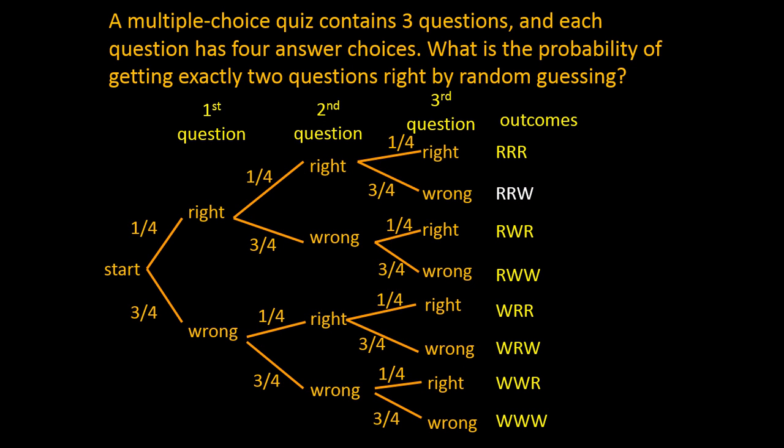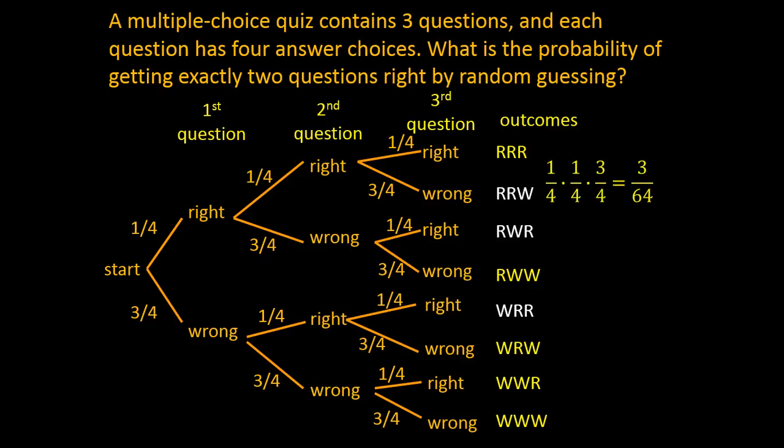Now what we want is the probability of getting exactly 2 questions right. So if we look at all of our outcomes, we can find all of the outcomes where we get 2 questions right and 1 question wrong. That happens in these 3 possible outcomes.